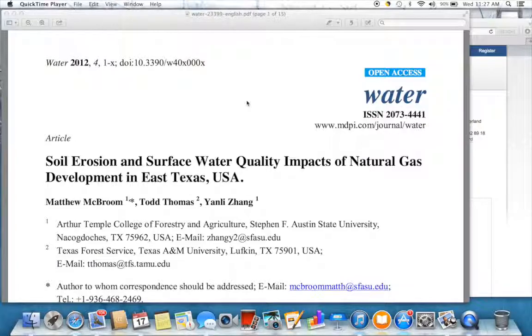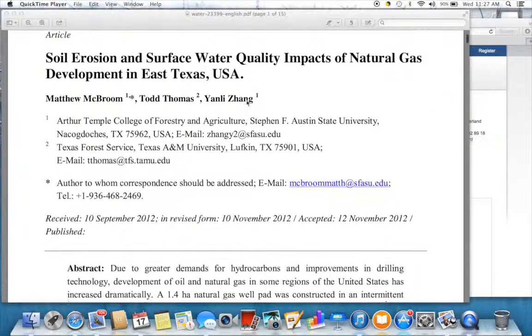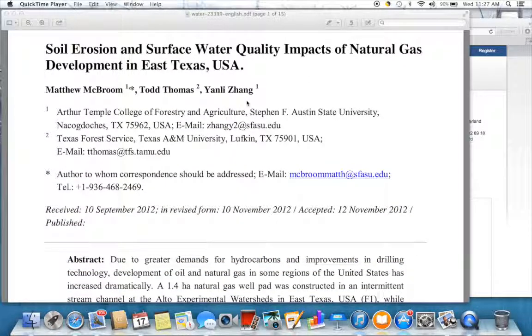So I've given you an example here from a publication that deals with a very important topic in our part of the world. Whenever you begin looking at a scientific journal article, the first thing to do is look at the title. A good title should help with the understanding of what's being addressed. In fact, a good title should actually kind of leave a question in your mind. In this case, Soil Erosion and Surface Water Quality Impacts of Natural Gas Development in East Texas.